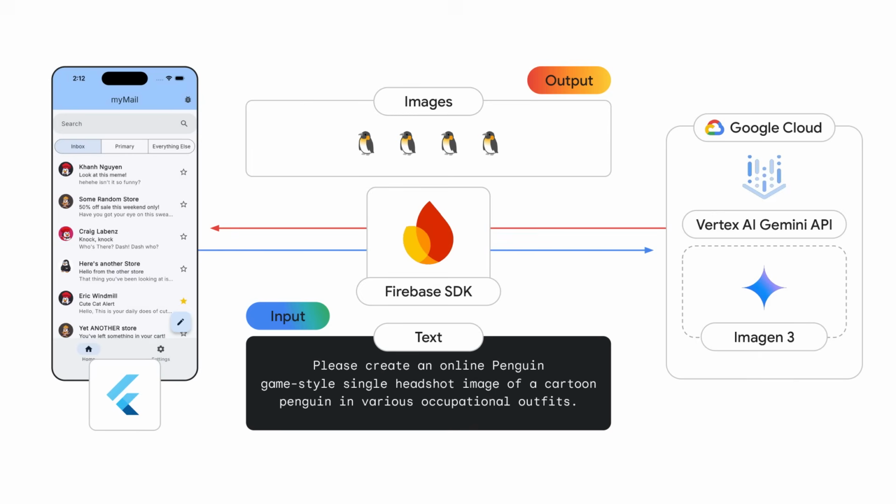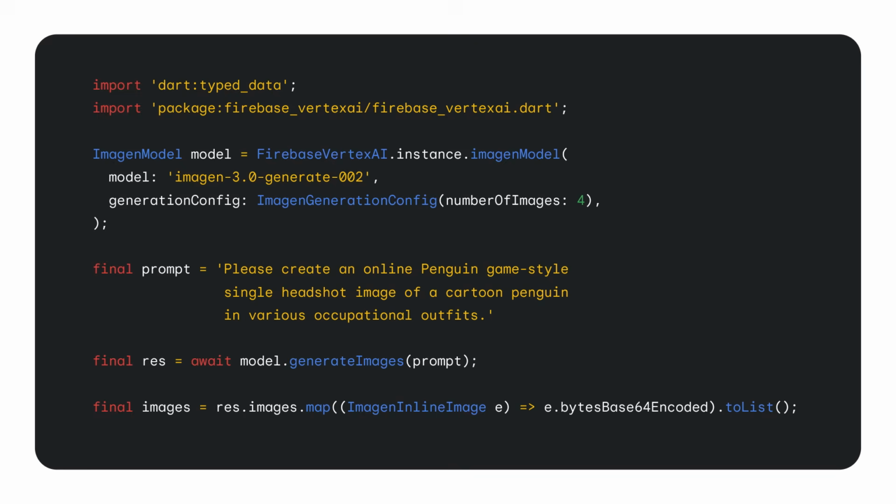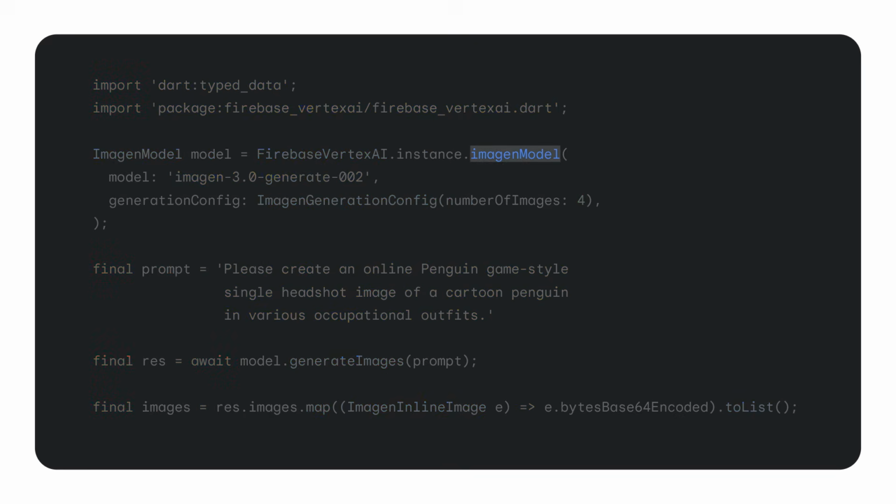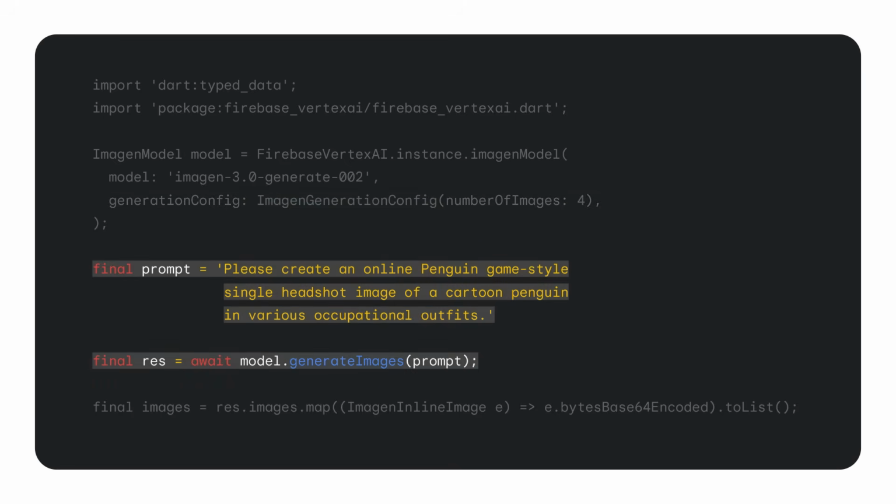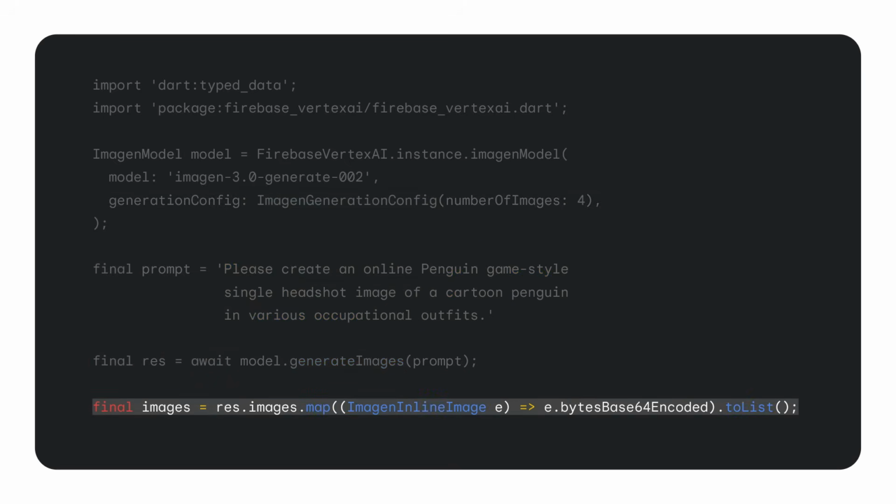So just like how we could access the Gemini 2.0 model through the Vertex SDK, you can do the same with Imagen 3. The Imagen Model API looks really similar to the Generative Model API, but notice that it's an Imagen Model constructor. Just like before, you specify a model and an image generation config. Here you can specify the number of images that you want back for each prompt. At the time of this recording, it'll default to 1 image, but you can get as many as 4 images if you wanted. Then you can call the generate images method with your prompt. Once the response comes back with the images, you can grab the image bytes and display them in your app using a memory image widget.